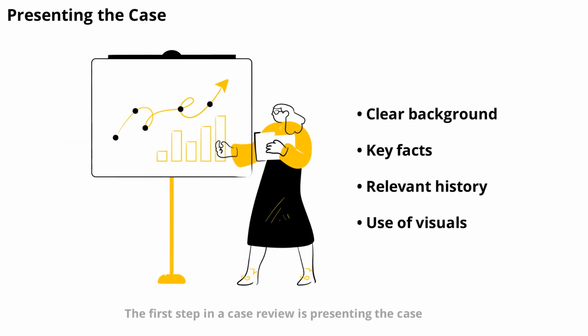The first step in a case review is presenting the case. This involves outlining the background, key facts, and any relevant history. The presenter should be clear and concise, making sure everyone understands the situation. Visual aids like charts or timelines can help clarify complex information. The goal is to give all participants a solid foundation before moving into deeper discussion.